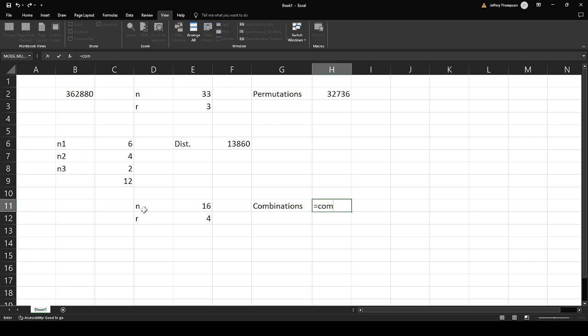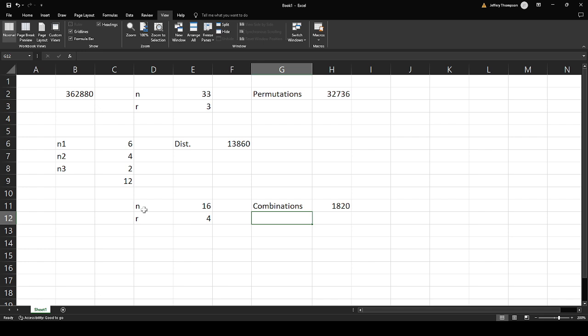And so I can start typing in combination, and notice we have the COMBIN command, and it wants the same thing. It wants the number to pick from. And what cell is that in? That's E11. And then the number we're choosing, which is E12. And we do the combination commands. So for these larger calculations, Excel does have built-in commands that make it easier for us.